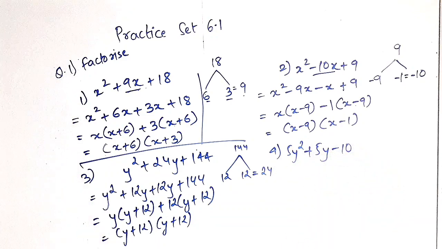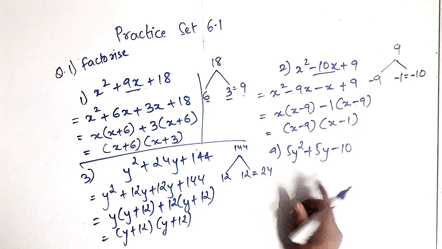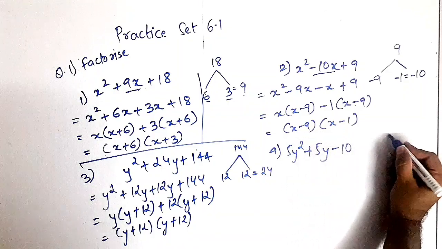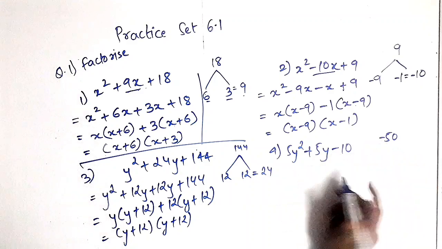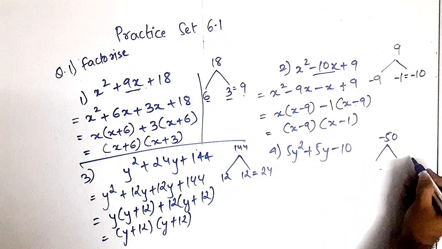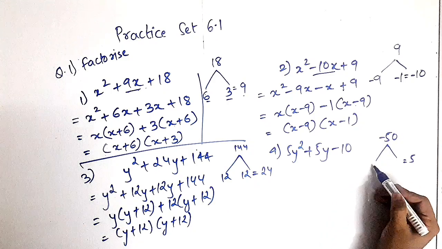So for the first time you are getting the coefficient of the first term other than 1. Okay, so let us see first and third. What is the product? 10 5s are 50. Rather, I'll write minus 50. I want the factors of 50 such that the middle term is 5. How will I get 50?